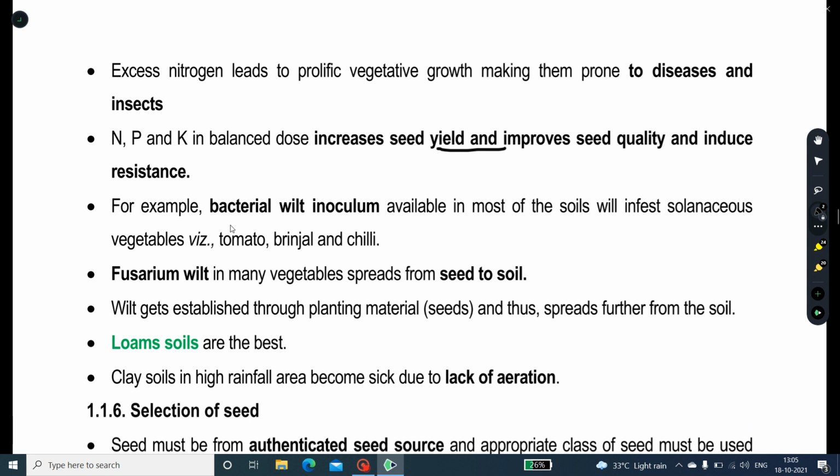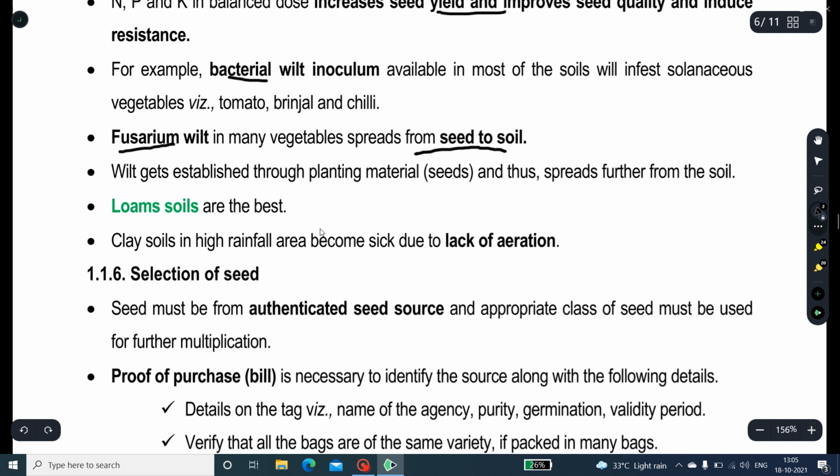For example, bacterial wilt inoculum, mostly available in soils, will infest solanaceous vegetables like tomato, brinjal and chili. And fusarium wilt in many vegetables spreads from seed to soil. Bacterial wilt is mostly available in soils. Wilt gets established through the planting material and thus spreads further from the soil. So also the soil should be free from weed seeds.